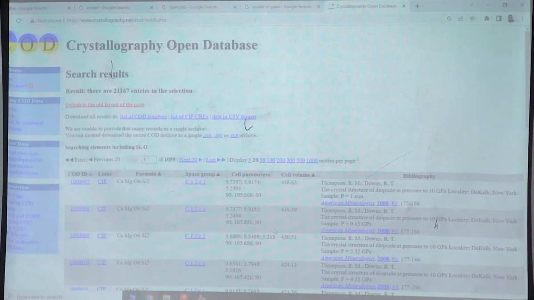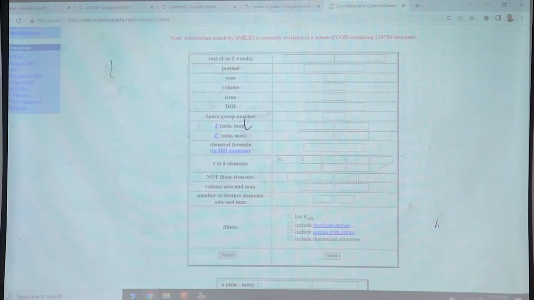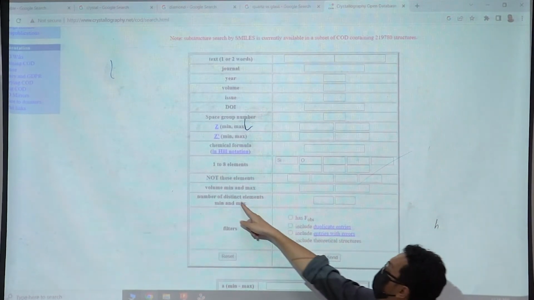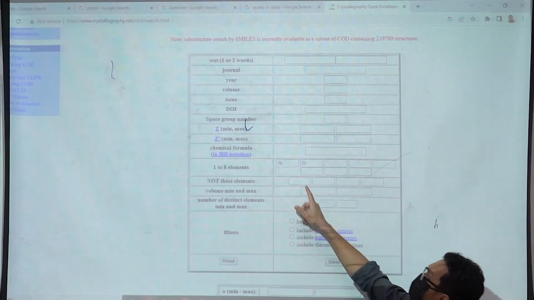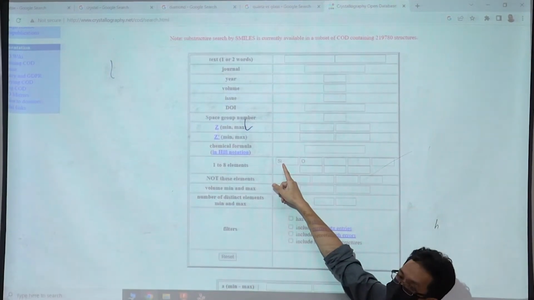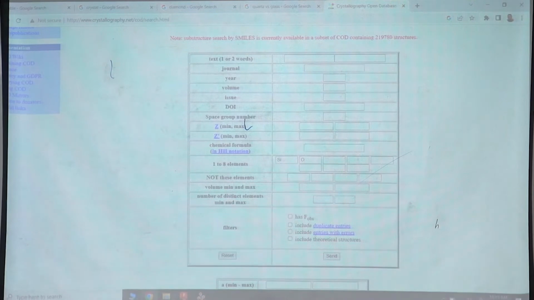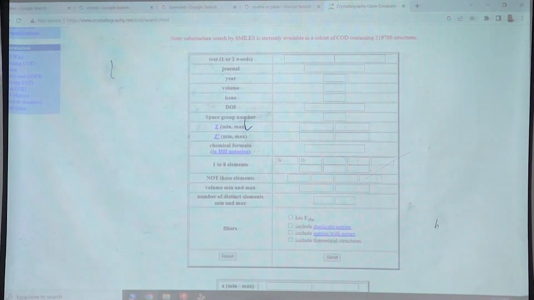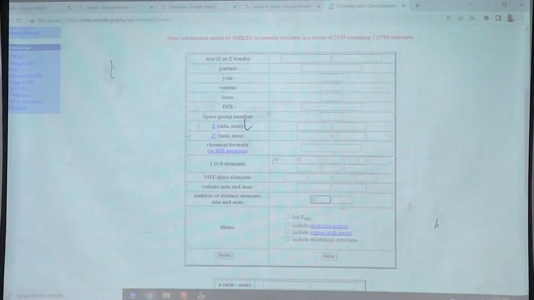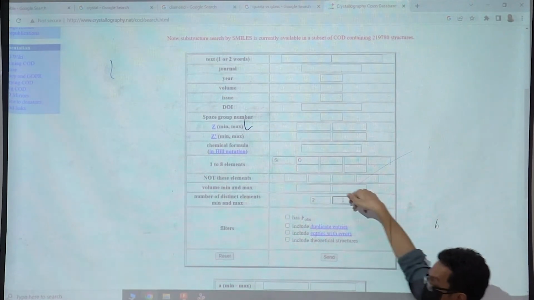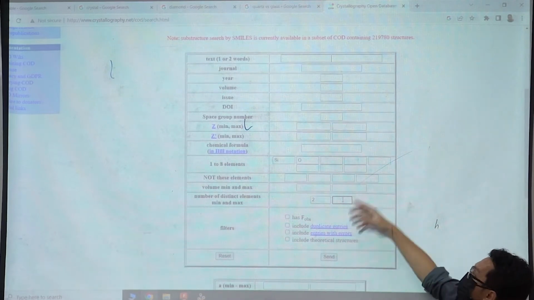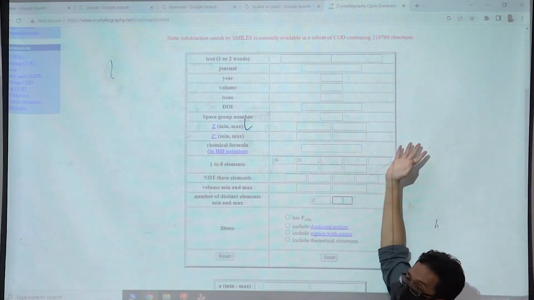So how to do that? You go back, and you make a constraint. Here, number of distinct elements, minimum and maximum. What is the minimum number that we want? We want the minimum number to be 2, silicon and oxygen. So we put 2 here, and also the maximum number. What is the maximum number of elements that you should have inside the structure that you want to query? 2, because we don't want other things other than silicon and oxygen. So we put 2, okay, and then we send again.